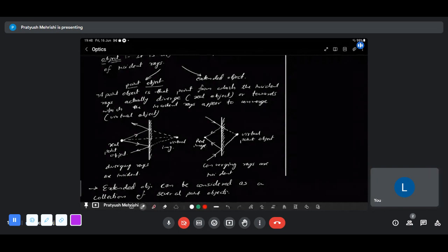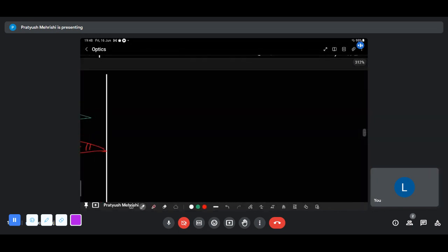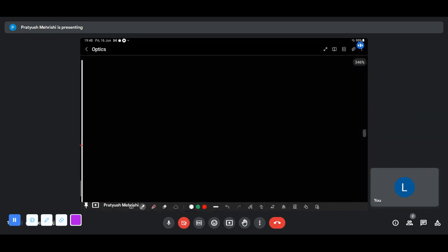So next is image. What is an image now? Now you have seen the object. Now you can give some idea about image. What is an image? It's a point of intersection of rays, you can say. So light originating from the object is what.